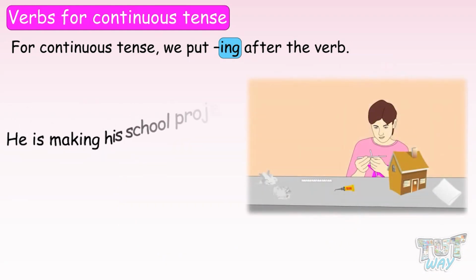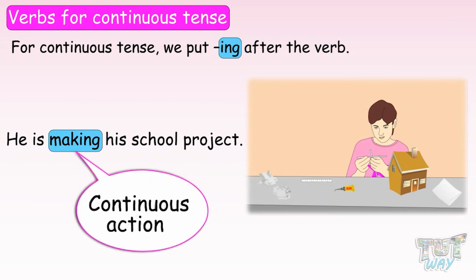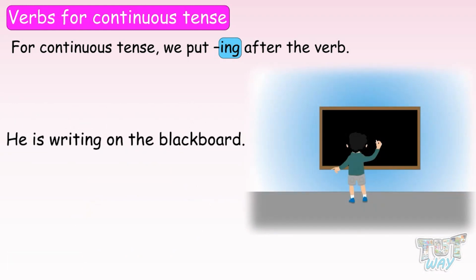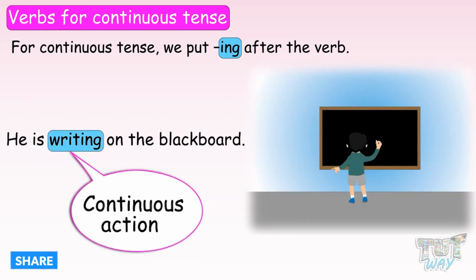He is making his school project. Here, making shows continuous action. That is, the project is still being made. It is not complete yet. He is writing on the blackboard. Here, writing shows continuous action.